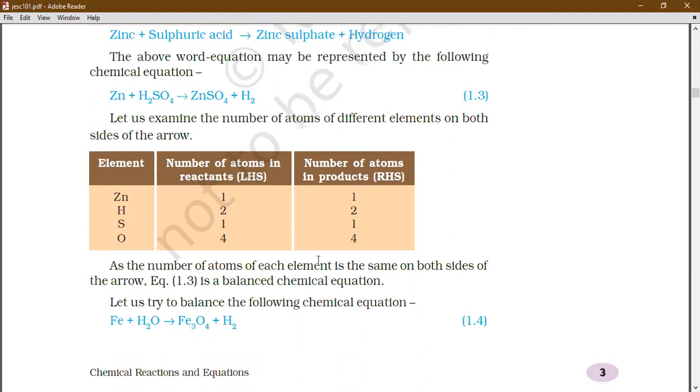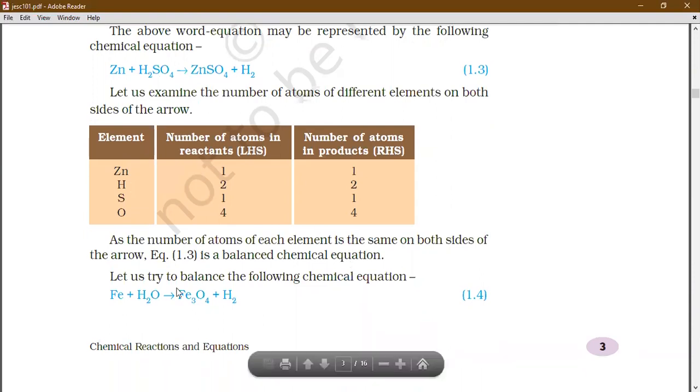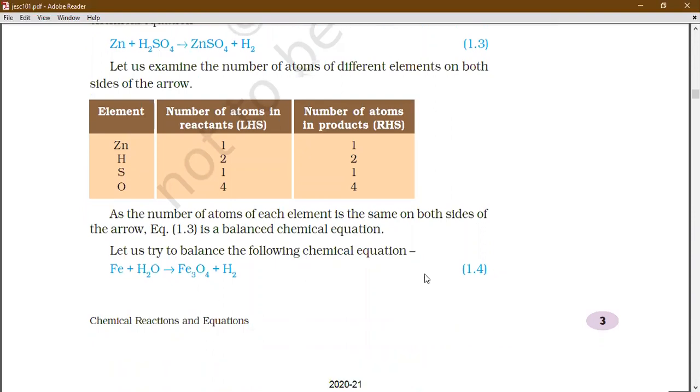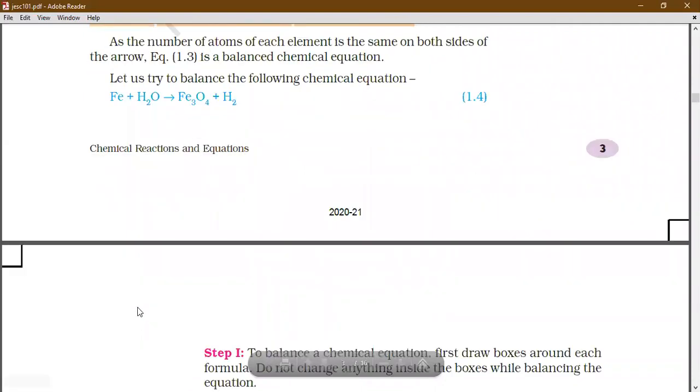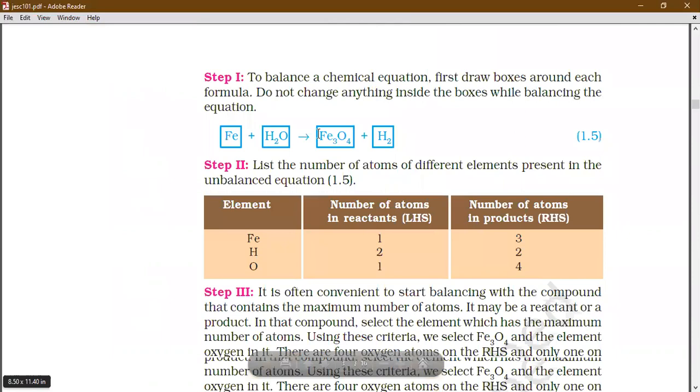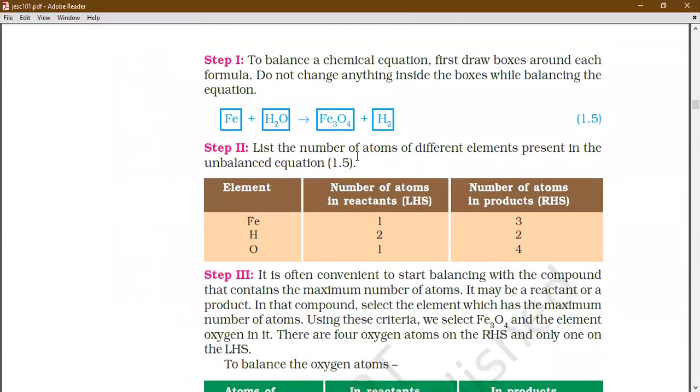As the number of atoms of each element is the same on both sides of the arrow, equation 1.3 is a balanced chemical equation. Let us try to balance the following chemical equation: Fe plus H2O gives Fe3O4 plus H2, 1.4. Step 1. To balance a chemical equation, first draw boxes around each formula. Do not change anything inside the boxes while balancing the equation. Step 2. List the number of atoms of different elements present in the unbalanced equation.